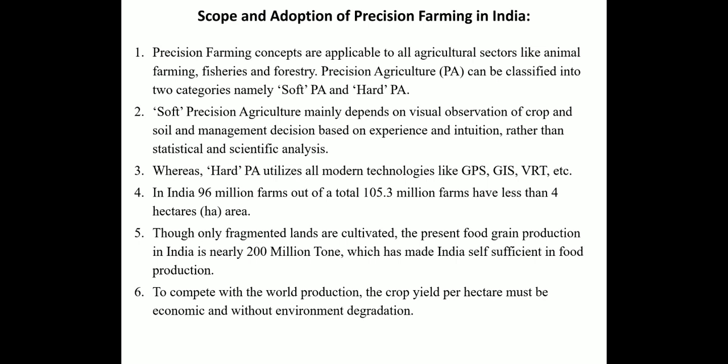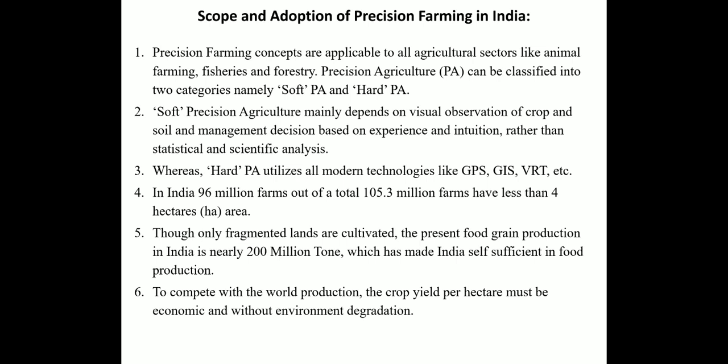As we know, once precision farming is to be adopted, it requires larger land holdings, or a farm size which will easily adopt precision farming. But in India, only 96 million farms out of a total of 105.3 million farms have less than 4 hectares of area. So only fragmented lands are cultivated, and the present food production or grain production in India is nearly 200 million tons, which has made India self-sufficient in food production.